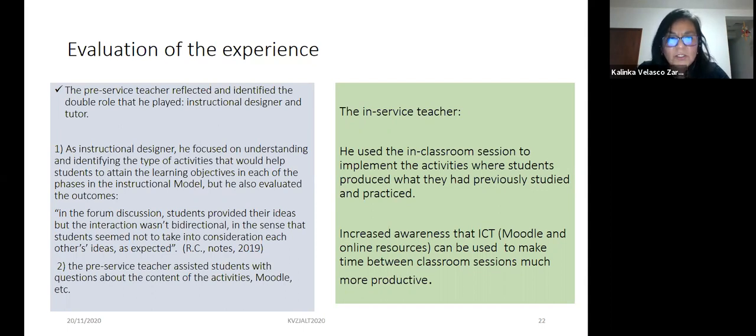In the forum discussion, the students provided their ideas, but the interaction wasn't bidirectional in the sense that the students seemed not to take into consideration each other's ideas as expected. The pre-service teacher assisted the students with questions about the content of the activities, Moodle, etc. For the in-service teacher, he used the in-classroom session to implement the activities where students produced what they had previously studied and practiced. There was increased awareness that ICT, Moodle, and online resources can be used to make time between classroom sessions much more productive.